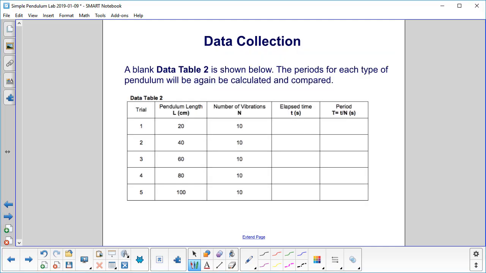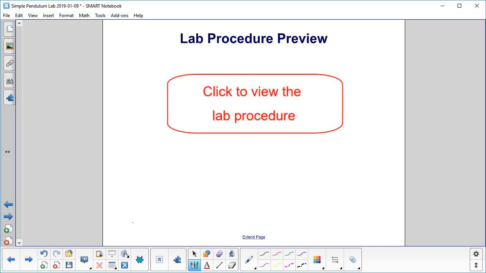And here's what you use for the second part of the lab. You can see how we're changing the length of the pendulum. We still do the same amount of oscillations or vibrations, 10, and then we can calculate the period. Please click over here to see a video demonstration of the lab procedure.